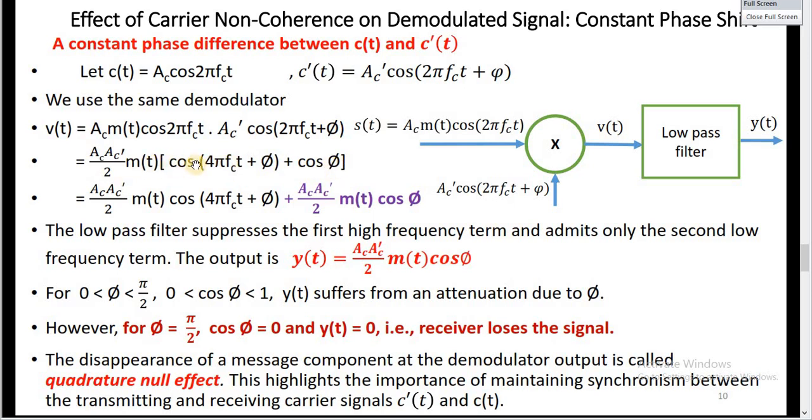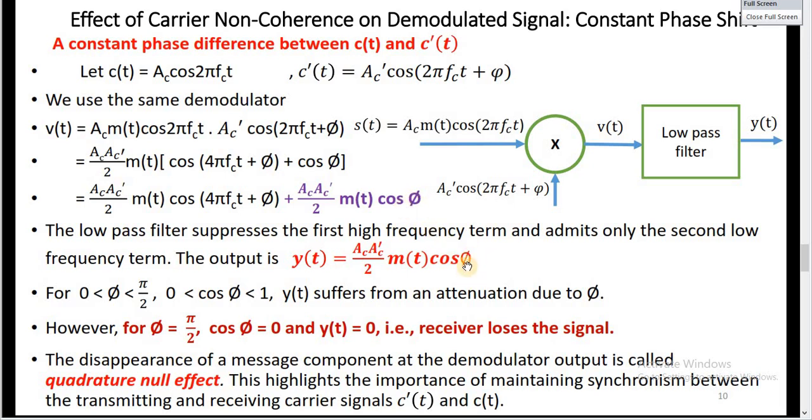We expand the product, so we have AC prime over 2 m of t cosine 4 pi fct plus phi, plus AC prime over 2 m of t cosine phi. We recognize that this is a high frequency term, and this term is a low frequency component. So in essence, this component will be rejected by the low pass filter, and this component will be admitted. The low pass filter suppresses the first high frequency term and admits only the second low frequency term. The output is y of t equals AC prime over 2 m of t cosine phi.